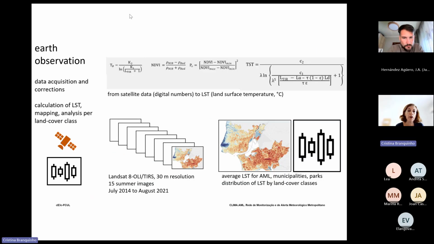So this is a map of the Lisbon metropolitan area. This map has 15 summer images of land surface temperature from July 2014 to August 2021. So it's an average of the hottest period in this area. And as you can see, there's a very high variance in the land surface temperature here.